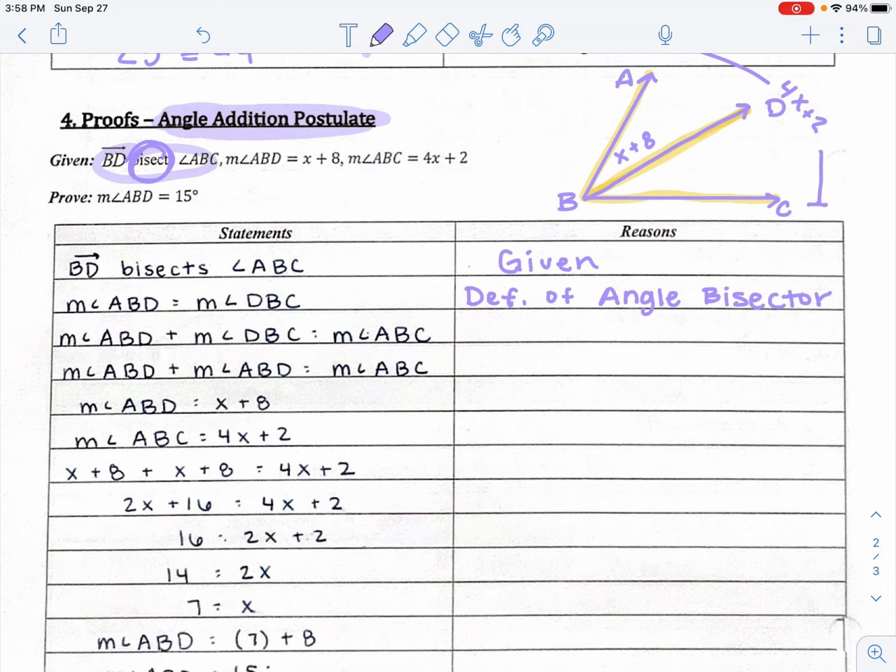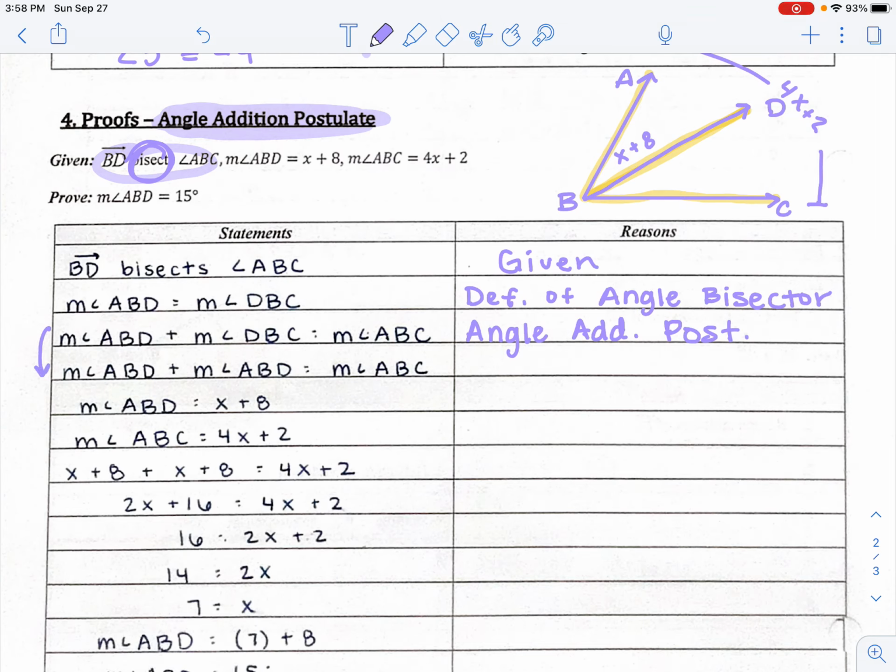Up next, it says the measurement of angle ABD plus the measurement of angle DBC, the other little part, equals the whole big angle of ABC. All right, so I'm taking part of my angles and adding them up. That would be your angle addition postulate.